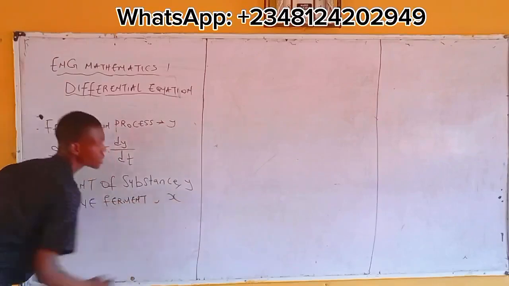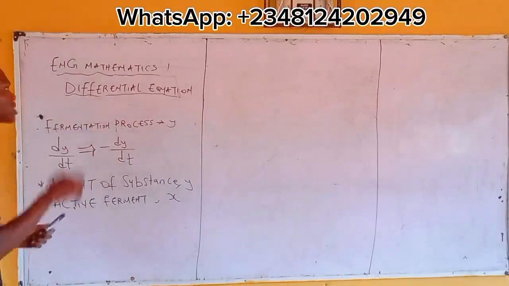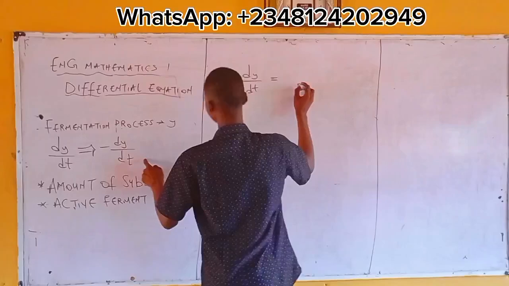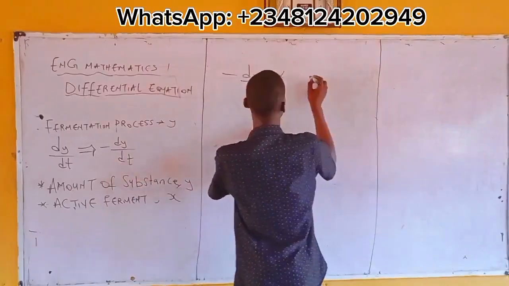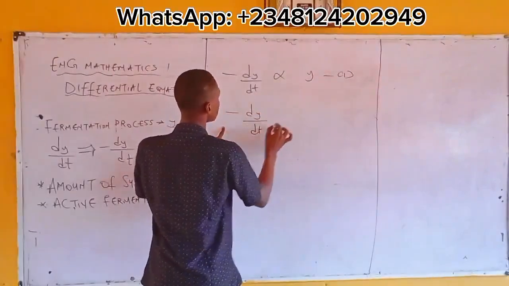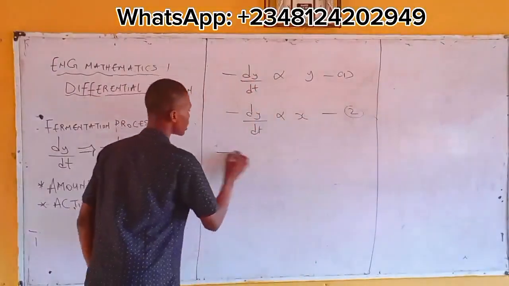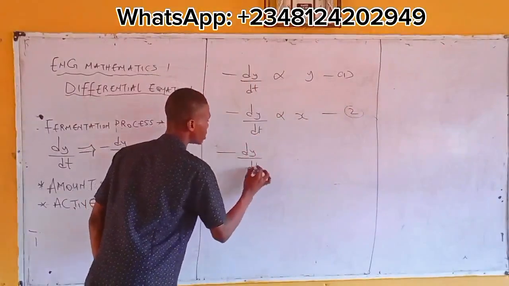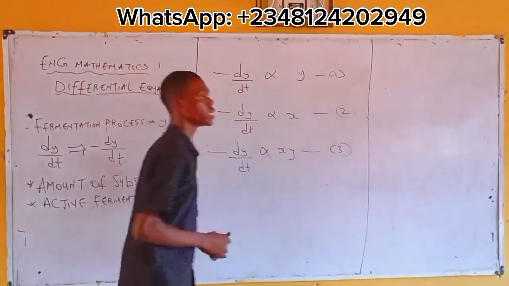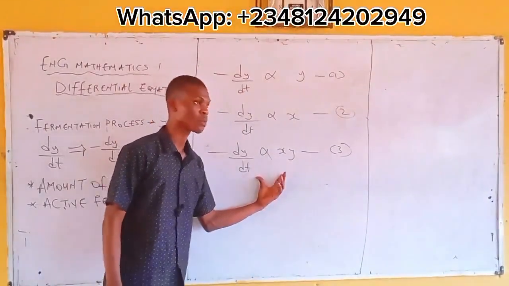Now, applying the idea of variation, from the first statement, we have that negative dy over dt is directly proportional to Y. Call this one. The second one, negative dy over dt is directly proportional to X. Call this 2. Now, combining 1 and 2, negative dy over dt is directly proportional to XY. Call this equation 3. Then, of course, I will have a constant coming in. Let's say this constant is K.